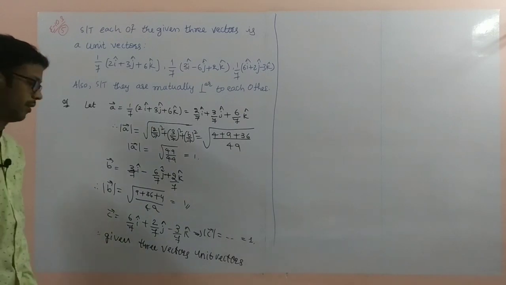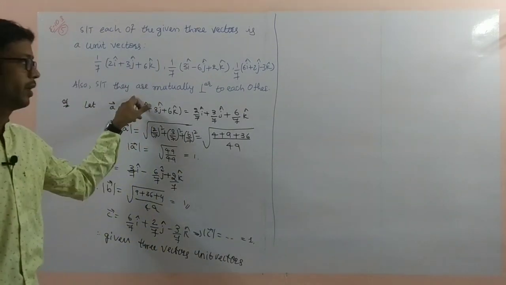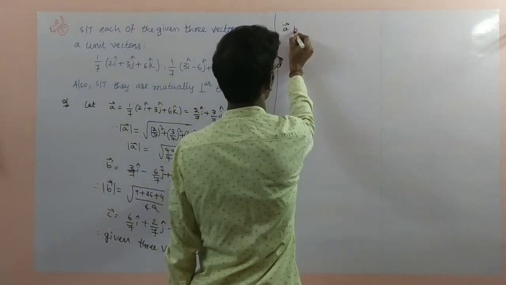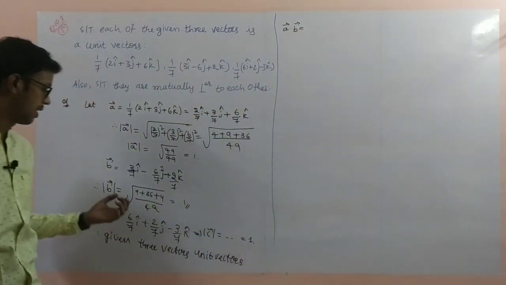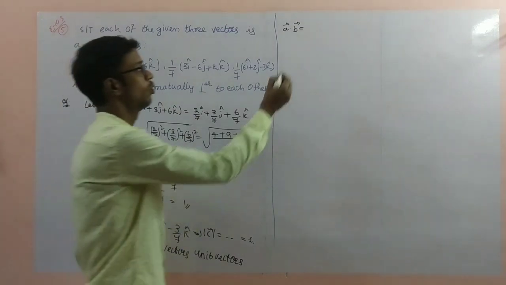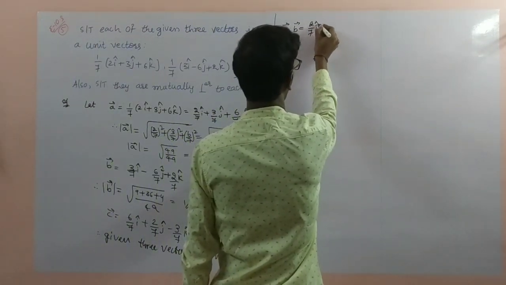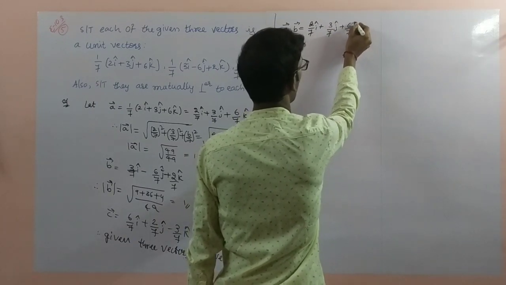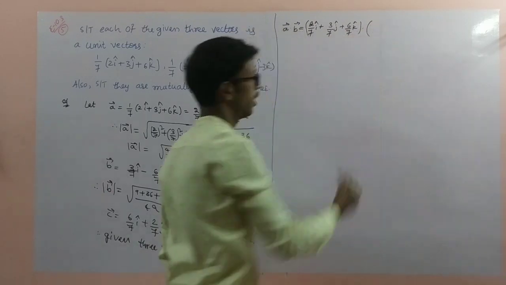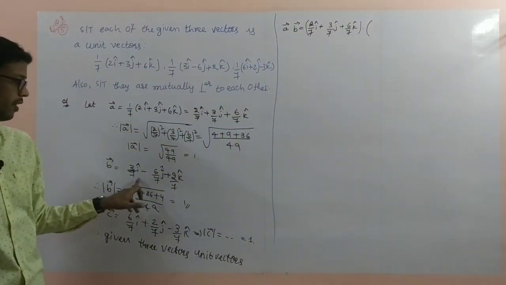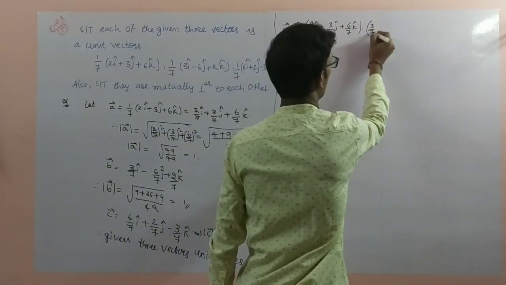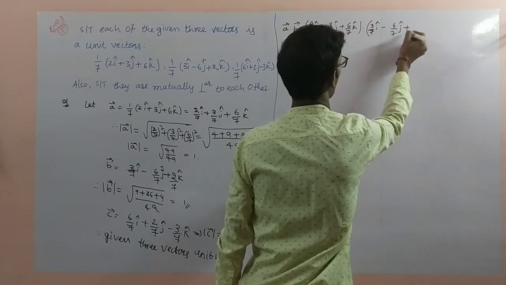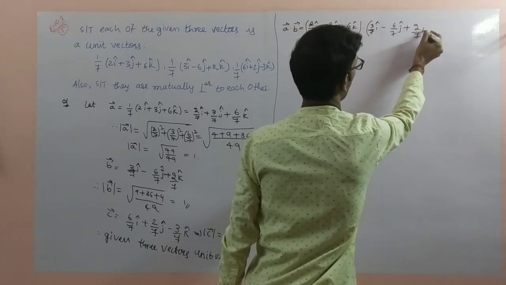Next, mutually perpendicular to each other. First I'll take A bar dot B bar. A bar is 2 by 7 i cap plus 3 by 7 j cap plus 6 by 7 k cap, dot product with the second vector B bar, which is 3 by 7 i cap minus 6 by 7 j cap plus 2 by 7 k cap.